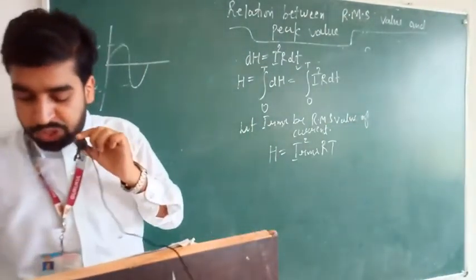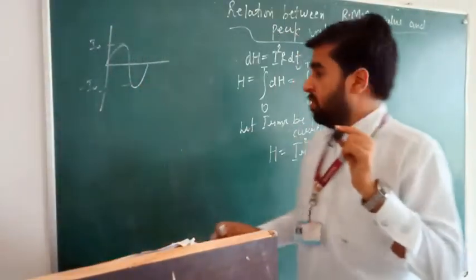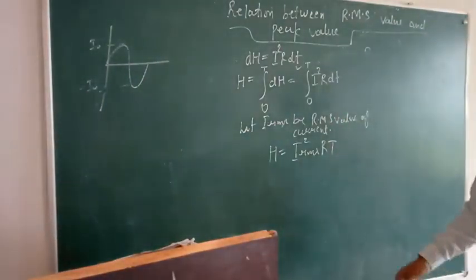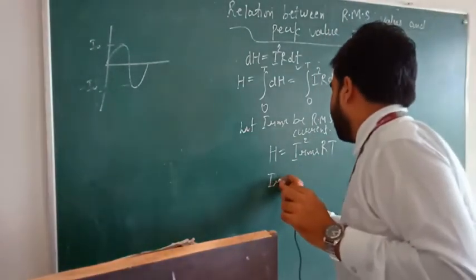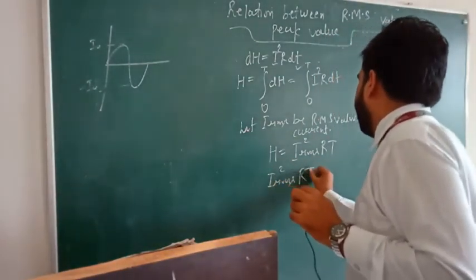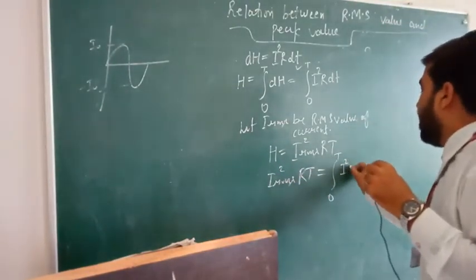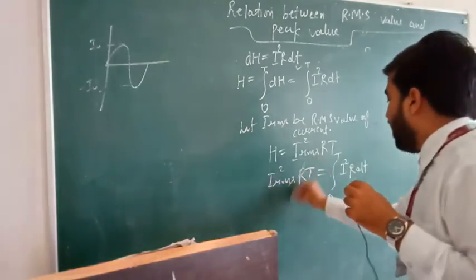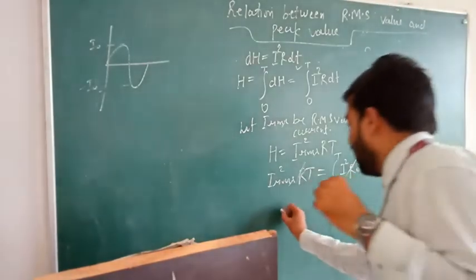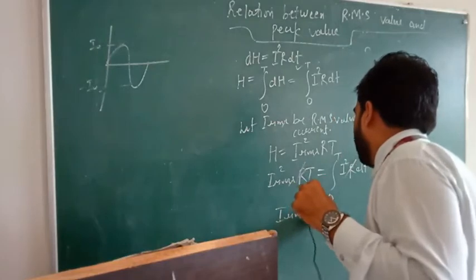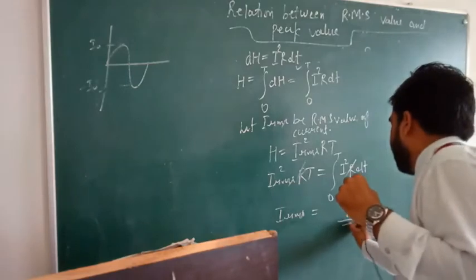Now, by the definition, both should be equal to each other. So I RMS square RT should be equal to the integration from 0 to T of I square R dt. Just equate these two. Now R and R cancel out. Once you calculate the value of I RMS, I RMS will be equal to 1 upon T, and so on.